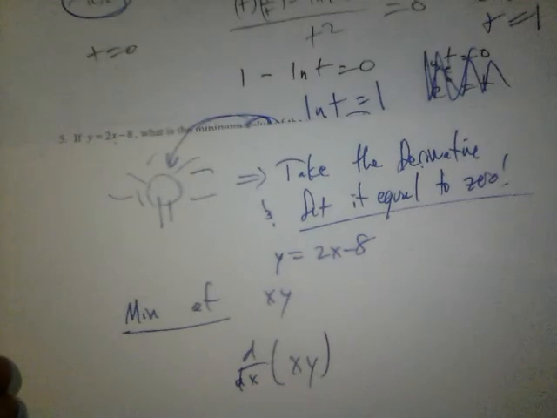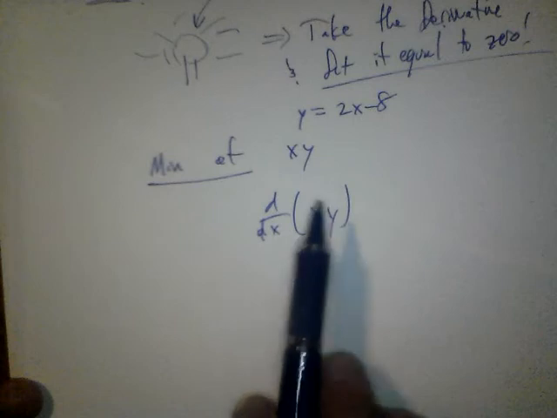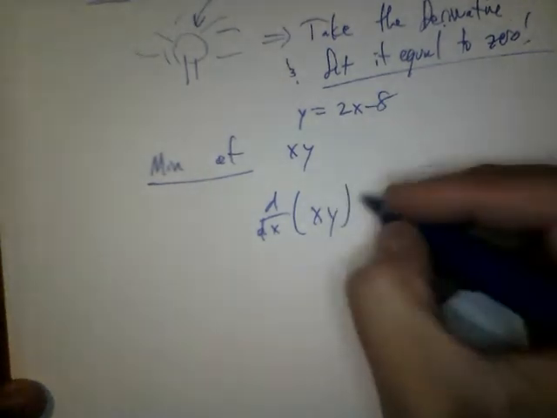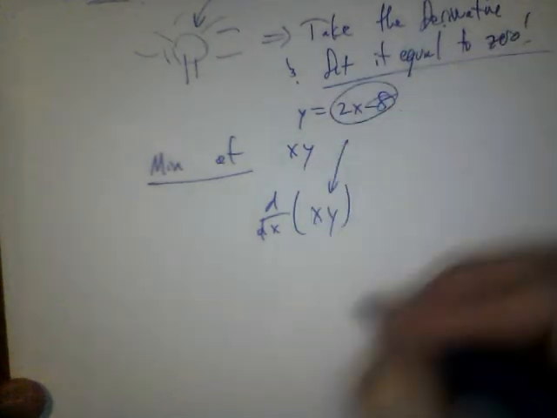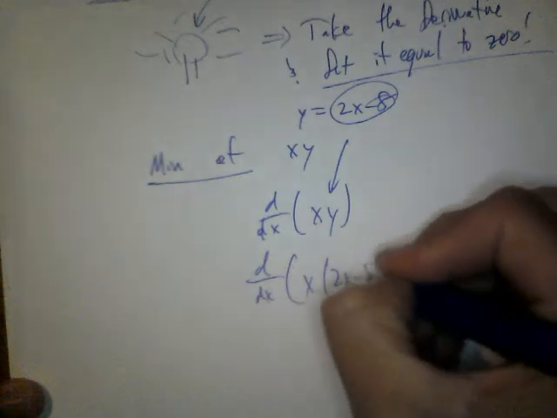Now you might be looking at this and it seems kind of strange, right? How are you going to take the derivative of this? Well, if we remember, y is just 2x minus 8, so you just substitute this in for y here. So you get the derivative with respect to x of x times 2x minus 8.